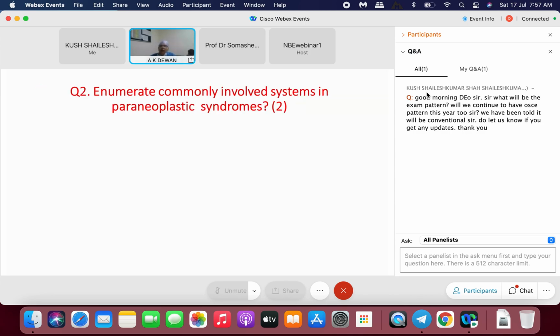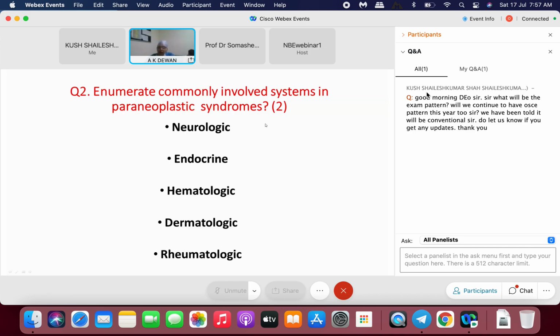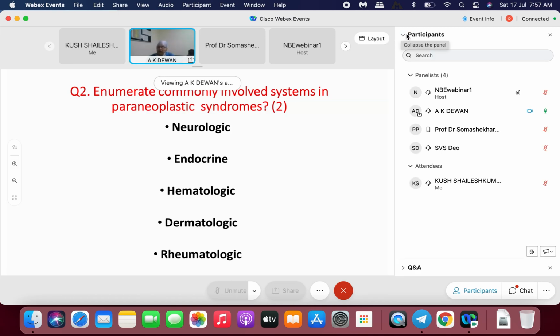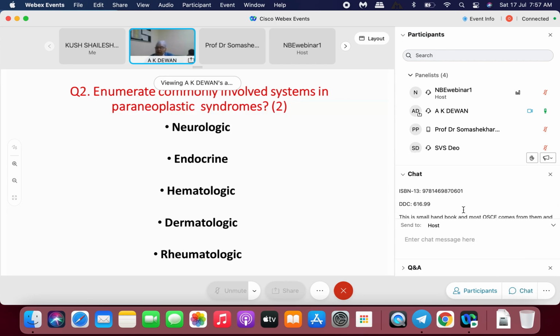So enumerate commonly involved systems in paraneoplastic syndrome. You see, nobody is asking you to describe paraneoplastic syndrome. Mind you, that is why I am saying read carefully. They are saying what are the systems involved in paraneoplastic syndrome, and this is of 2 marks. So what you should write: neurologic, endocrine, hematologic, dermatologic, and rheumatologic. If you write this, you get 2 marks. If you write even 4 of these 5, you get 2 marks. Okay.